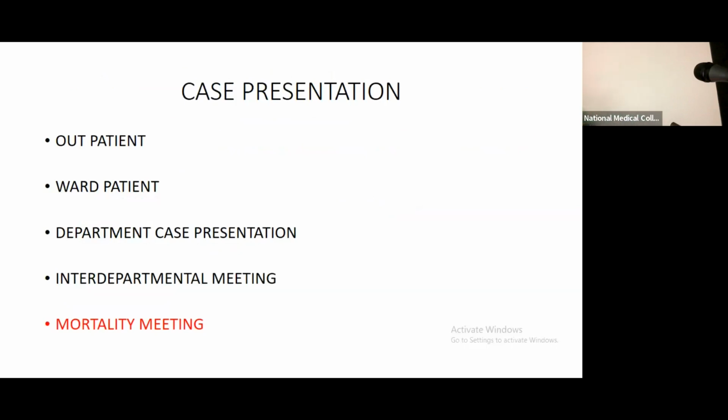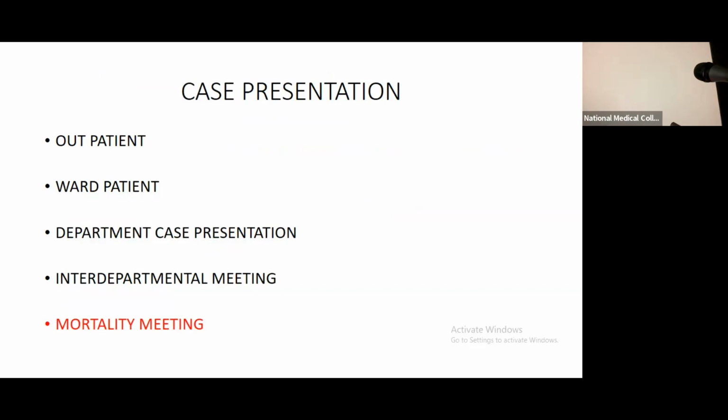What about the mortality meeting? I'm pretty sure no department, no resident wants their case to be selected in the mortality meeting as a CGR, because we all know my case will be scrutinized. We will be kept in a katghara: why did this happen in your case? Why was this not done?